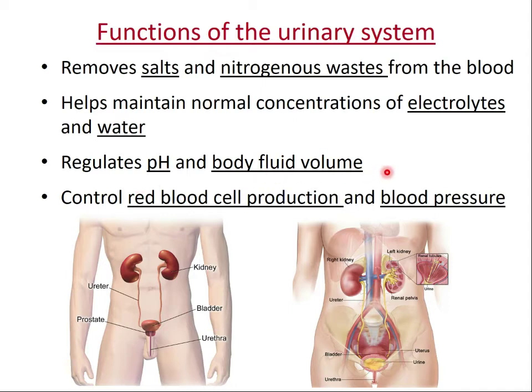So if we drink a lot of water, if we take in a lot of excess fluid, it will eliminate the excess. If we don't take in as much, it will help conserve the fluid that we have. And it helps control red blood cell production. We talked about how erythropoietin is produced by the kidneys, the renal system, and that erythropoietin is important once it gets to the bone marrow in the production of red blood cells. And it helps maintain blood pressure. So some very important functions are regulated and maintained by the kidneys or the urinary system as a whole.